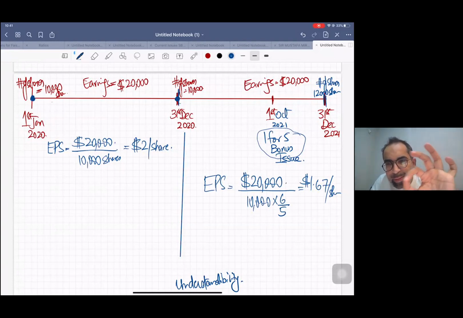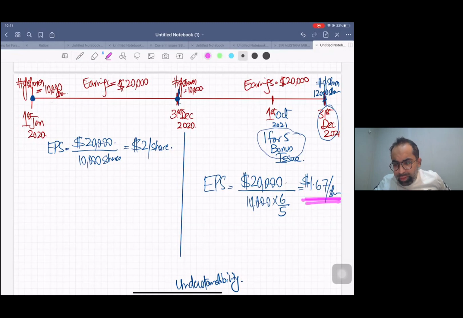Now, let's do it wrong. Now, what happened? At 31st December 2021, the company issued the financial statement of 31st December 2021 and reported this EPS, and in the comparative the company reported $2 per share in the same financial statement. Look at here, 1.67 for 2021 and $2 per share for 2020.